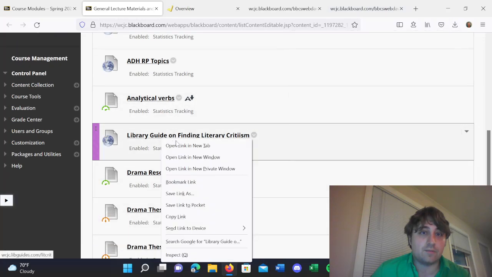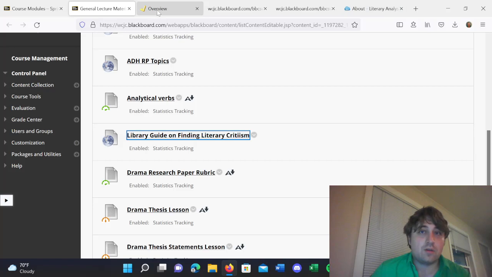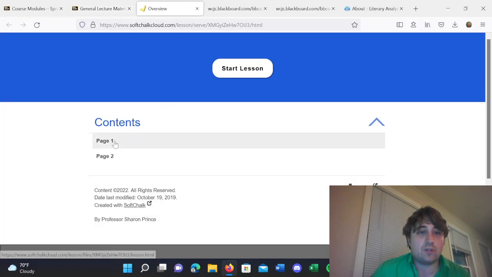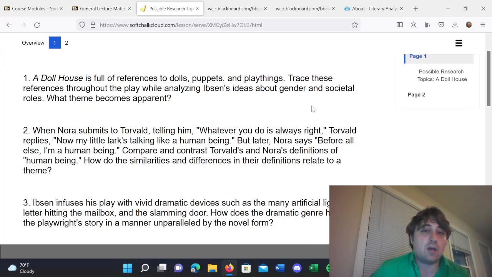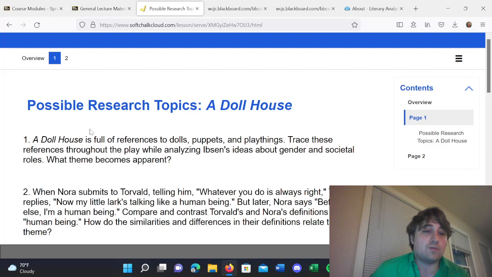All right. So let's go over this last one. So here's some possible research topics. These are for A Doll's House. The play is full of references to dolls, puppets, and playthings. Trace these references through the play while analyzing the ideas about gender and societal roles. What theme becomes apparent? So you could do these for any of the plays, right?